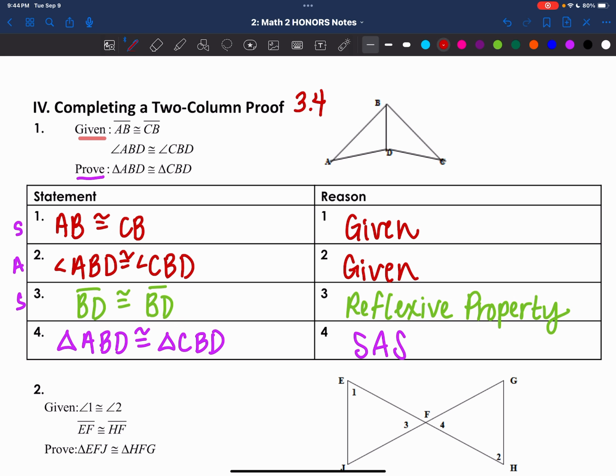So let's go ahead. It says that AB is congruent to CB. So I mark that. And then it says angle ABD is congruent to CBD, and we need to prove that these two triangles are congruent.